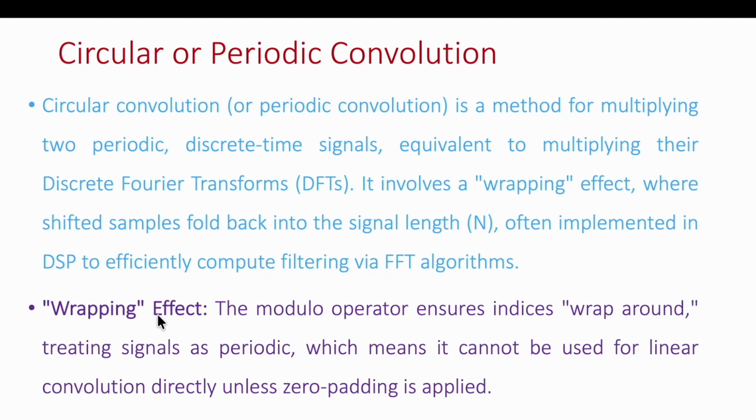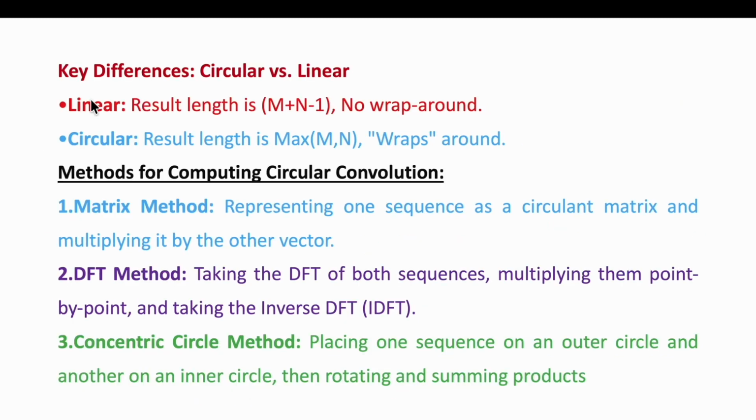What is the wrapping effect? The modulo operator ensures indices wrap around, treating the signal as periodic, which means it cannot be used for linear convolution directly unless zero padding is applied. And you can see the key differences between circular convolution versus linear convolution.